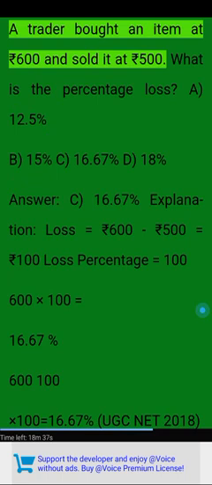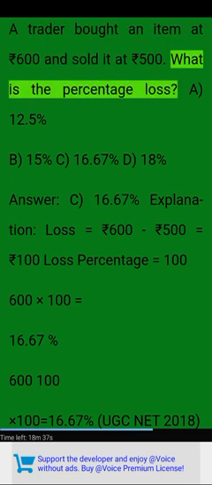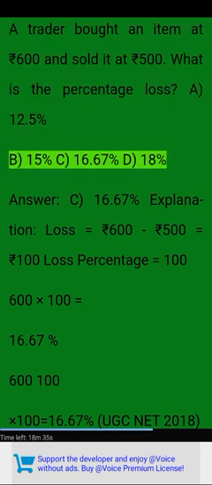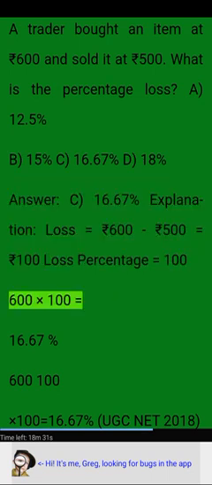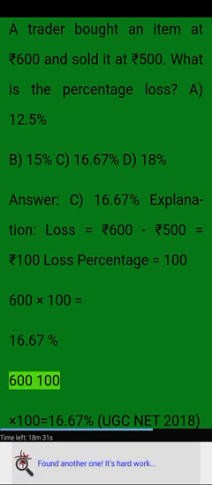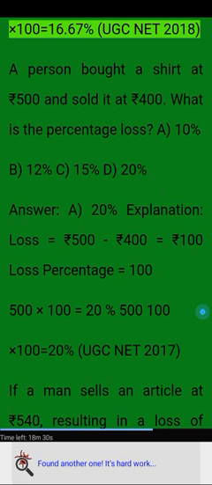UGC NET 2019. A trader bought an item at 600 rupees and sold it at 500 rupees. What is the percentage loss? A. 12.5%. B. 15%. C. 16.67%. D. 18%. Answer: C, 16.67%. Explanation: Loss equals 600 rupees minus 500 rupees equals 100 rupees. Loss percentage equals 100 over 600 times 100 equals 16.67%.